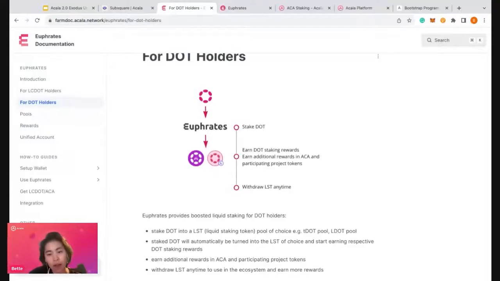You also have more flexibility in terms of your asset management, right? So all of this should be considered when you withdraw your DOT from Quad Loan.